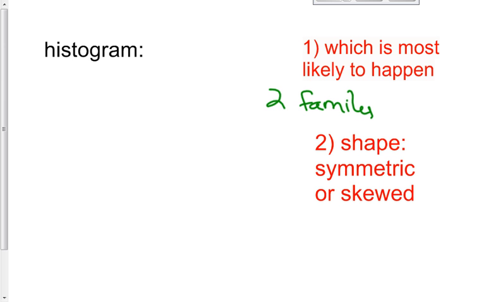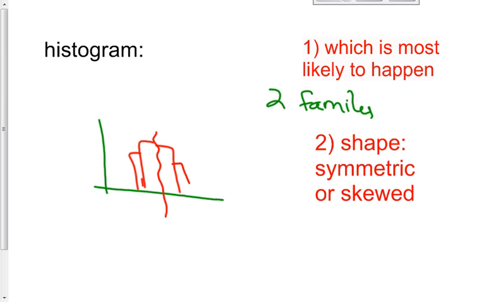The second question that they're going to ask you is about the shape of your histogram. Is your histogram symmetric or is it skewed? If you divide your graph in half, what you see on the left side should mirror what you see on the right, or pretty close. You should have the same types of shapes on the left side as you do on the right side. If that happens, that is called symmetric.